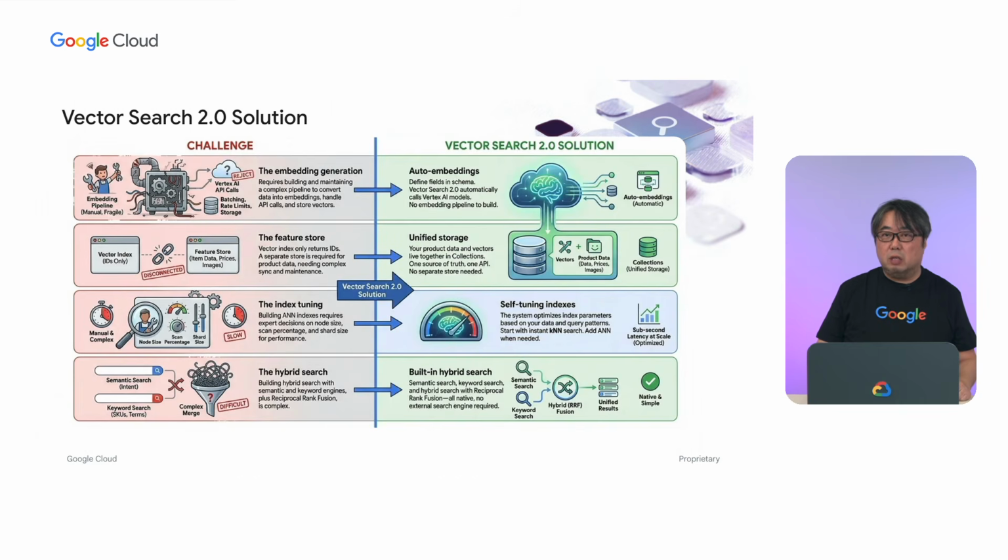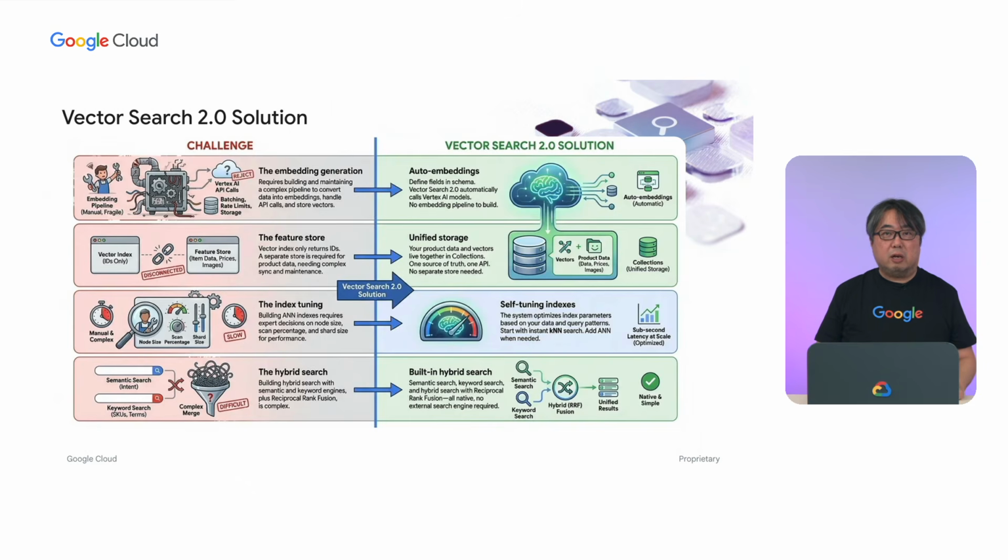With VS2, it provides a new auto-embeddings functionality. That means all you have to do is just pass the text field to VS2, and VS2 under the hood does everything for you. It automatically calls the embedding models and generates the embeddings.